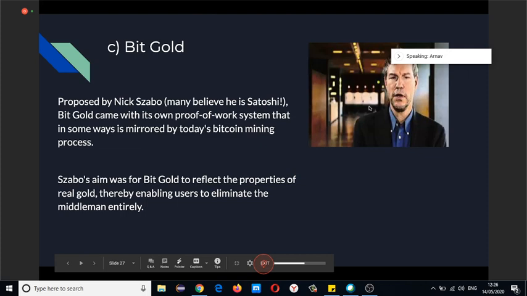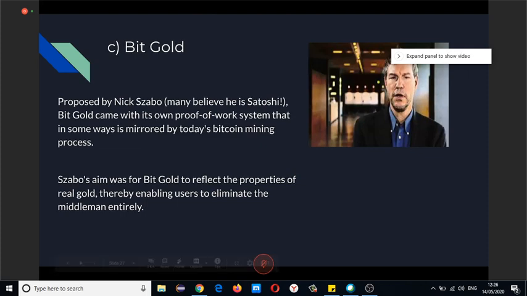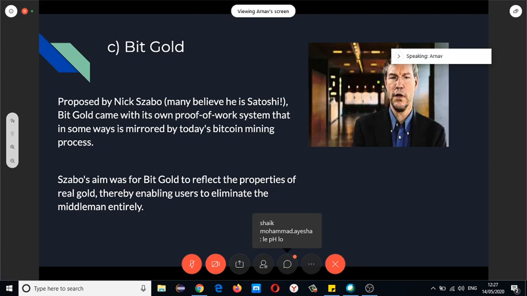And we also had BitGold. So Nick Szabo, who many believe is Satoshi Nakamoto, the creator of Bitcoin, had created BitGold. I highly recommend you check out his blog. It's called Unenumerated. If you Google search Nick Szabo blog, you'll find that he has been writing about this. He was the one who came up with his own proof of work system, which Bitcoin's mining process uses. He had this project called BitGold, which is quite similar to Bitcoin.